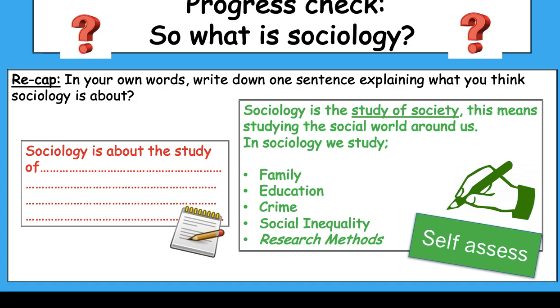So sociology is a study of society. This means studying the social world around us. In sociology, we study family, education, crime, social inequality, research methods, for example. Okay, it's not limited to those. Give yourselves a mark out of 5.